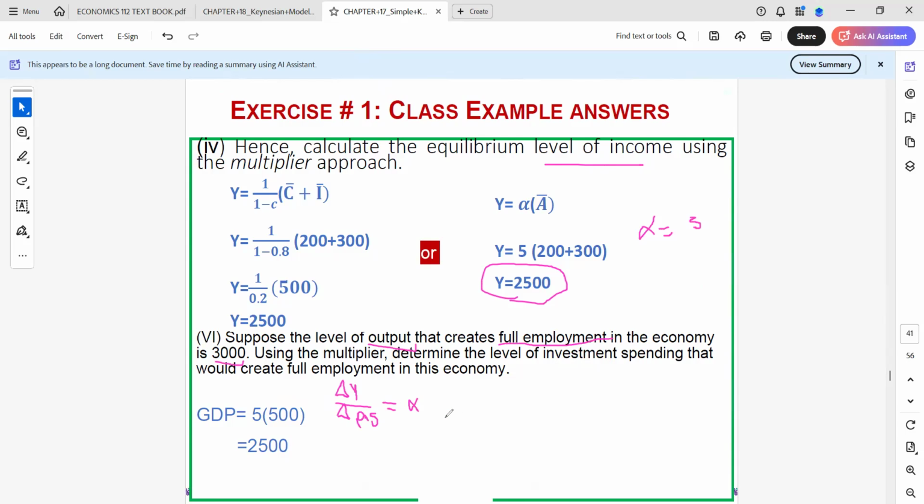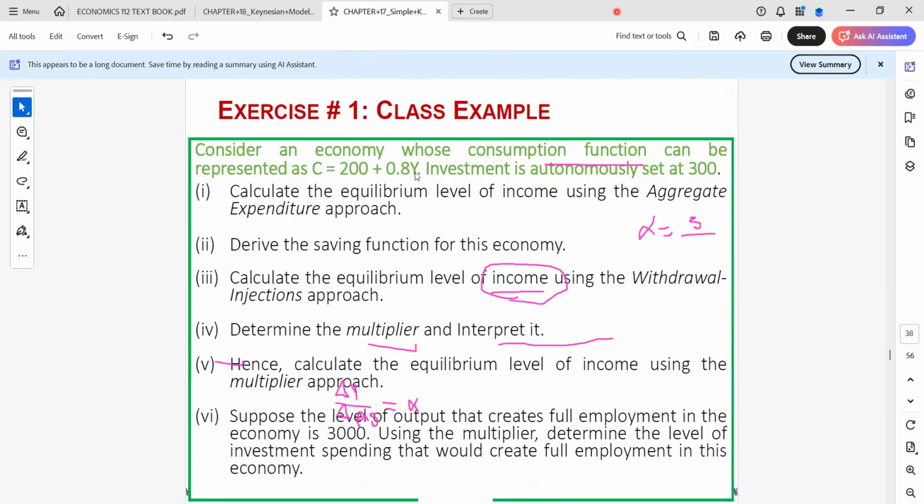So with this information that we have, with this income and this multiplier, I just don't want to confuse you guys. Let's go here. You see here, they're saying to consider an economy whose consumption function can be written as this. So we are told the consumption function is this one, which is autonomous consumption plus induced consumption. And also, we know our investment is autonomous, 300.